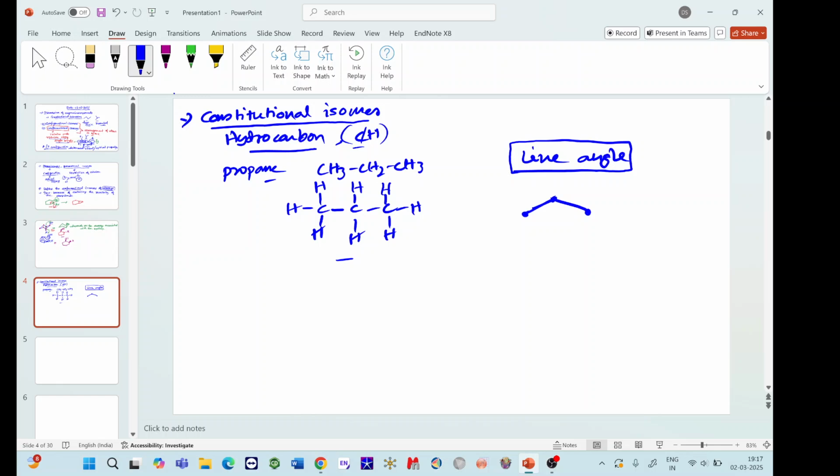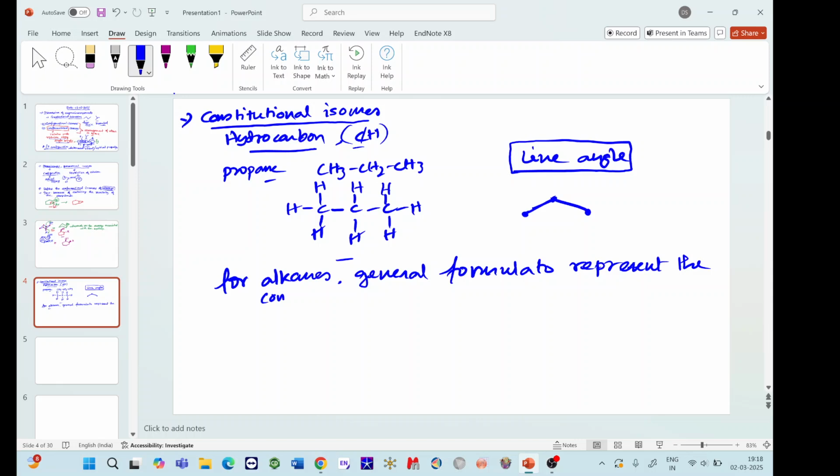Now for alkanes, the general formula to represent the compound is CnH2n+2, right? We all know this from our basic idea about organic chemistry.